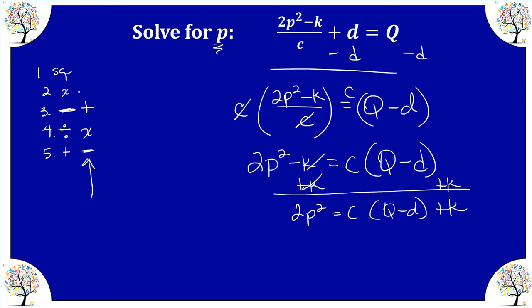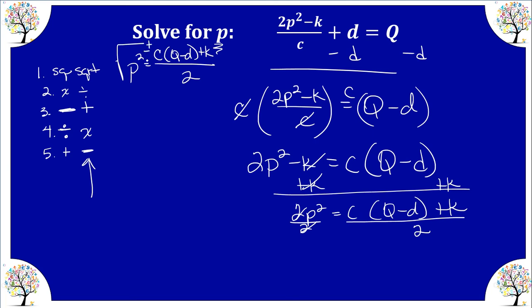Now we're going to undo multiplication by division. We're going to divide by 2 the entire expression. And we have p squared is equal to c times q minus d plus k, all divided by 2. And then lastly, we're going to undo squaring by the square root. So I'm going to take the square root plus or minus of both sides. So p is equal to plus or minus the square root of c times q minus d plus k all over 2.